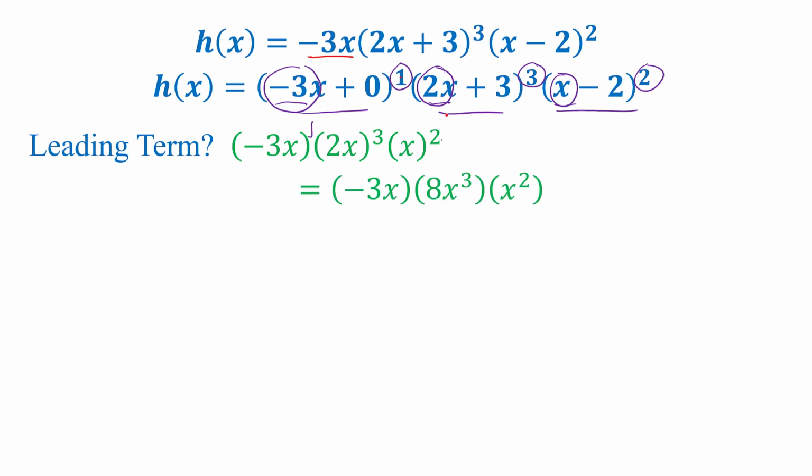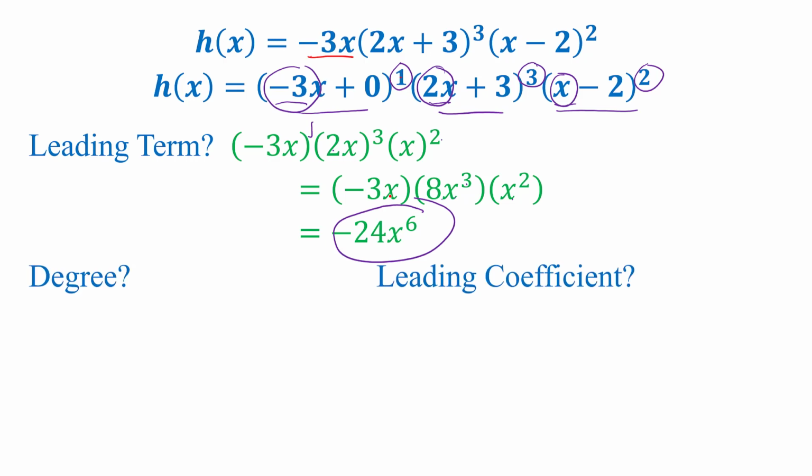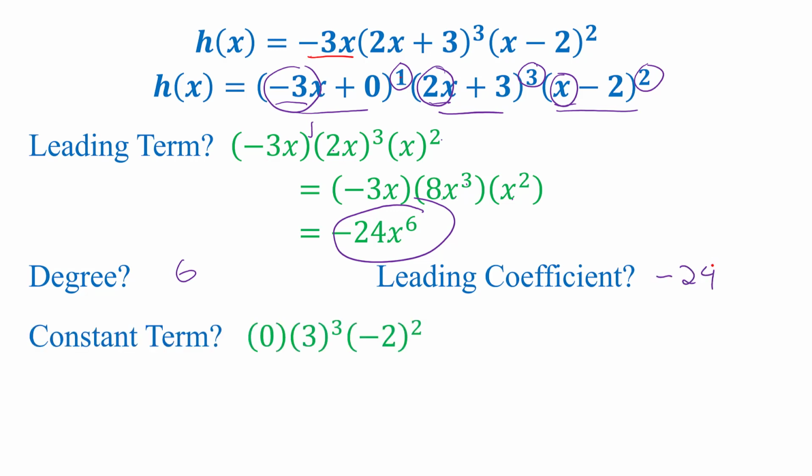We'd have negative 3x times 2 cubed, which would be 8, times x cubed times x squared. Simplifying, we get negative 24x to the 6th, and this is our leading term. Now, what about degree? Well, the leading term gives us a degree of 6 and a leading coefficient of negative 24. The constant term here, we kind of do the same thing.